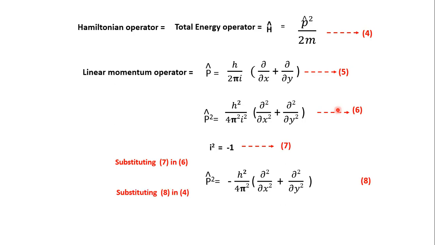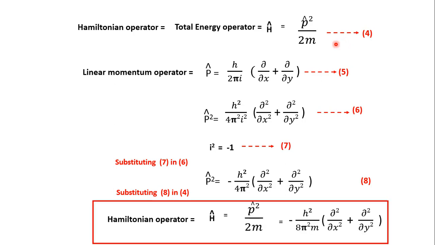Substituting equation 8, which is the expression for p hat square, in equation 4, which is the expression for the Hamiltonian operator, we get the Hamiltonian operator H hat is equal to minus h square by 8 pi square m times (dou square by dou x square plus dou square by dou y square). This will be the value of the Hamiltonian operator for the particle in a box in 2 dimensions.